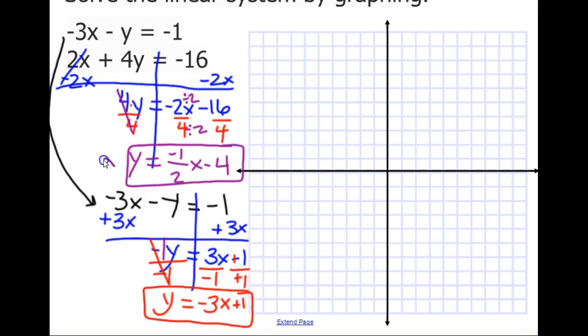So I'm going to graph this one up here first. It's in the form y equals mx plus b, so I'm going to begin on my y-axis at negative 4. And then my slope is down 1 and 2 to the right. Negative 1 over 2. Down 1, 2 to the right. Or the opposite, up 1 and left 2.